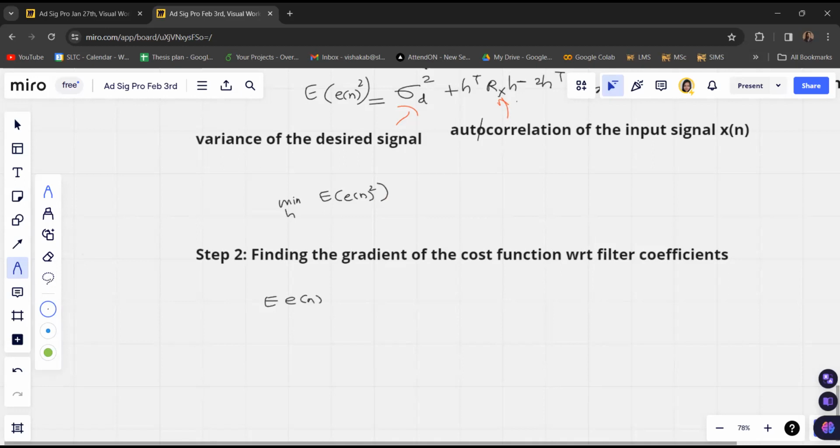The derivative of this En, whatever the function, which we can denote like this. I'm going to take the derivative of this function with respect to h. In here, I can see directly that this sigma squared d is a constant value for the desired signal and does not depend on the h value or the filter coefficient value. So once I take the derivative of that term, it's going to be 0.